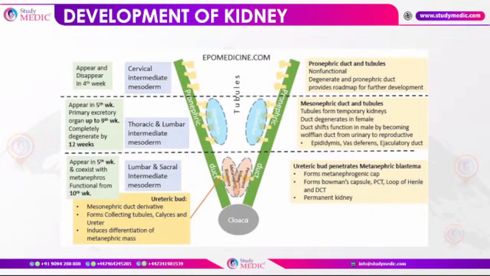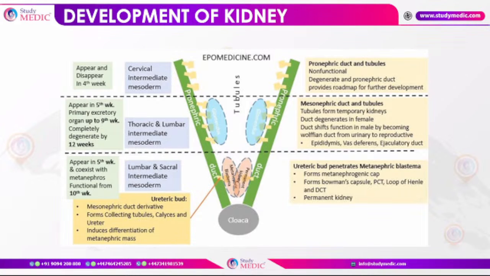The mesonephric duct degenerates in the females, whereas in males, the function shifts from the urinary system to the genital system. It is known as the Wolffian duct and it forms the epididymis, the vas deferens and the ejaculatory duct.